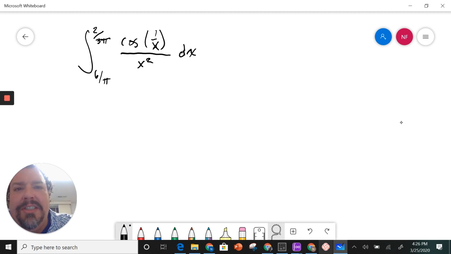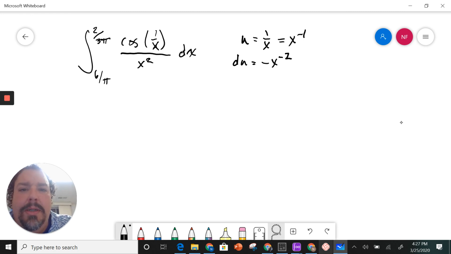So let's see if this is going to work. Let's see if u can be 1 over x. We could also write that as x to the -1. That makes it a little bit easier to find the derivative. So du is going to be negative x to the -2. Or what would that be? That would be the same as -1 over x squared. Well, lucky us, we got x squared over here on the bottom. All we need is the negative part.